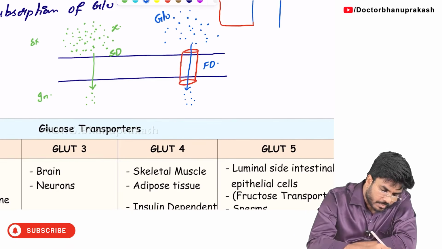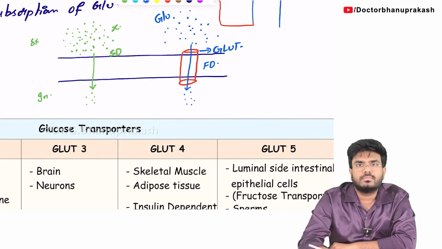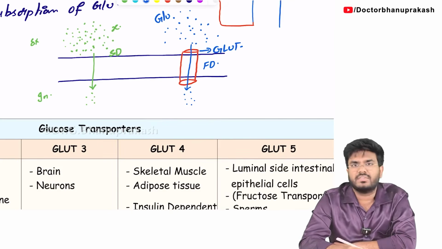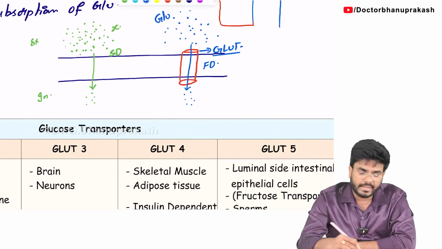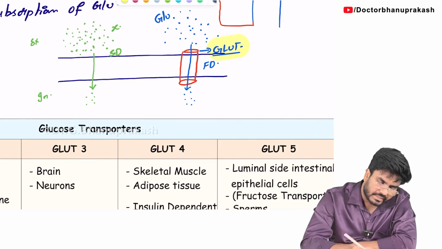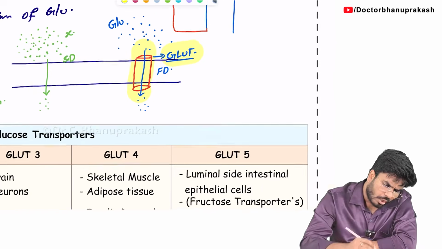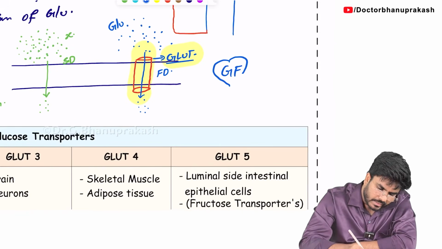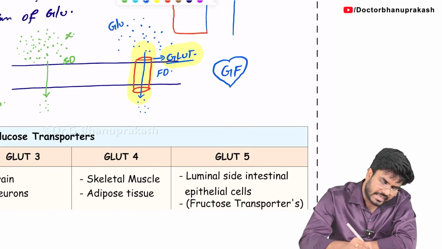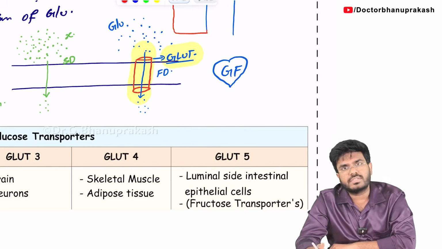So what is the name of this protein? This is called a GLUT, glucose transporter. There are different types of GLUTs. Now tell me, wherever you see the word GLUT from today, all GLUTs are examples of what? Facilitated diffusion. So how to remember this for your exam? Remember it like GF, girlfriend. GF stands for all glucose transporters: all GLUTs are examples of facilitated diffusion.